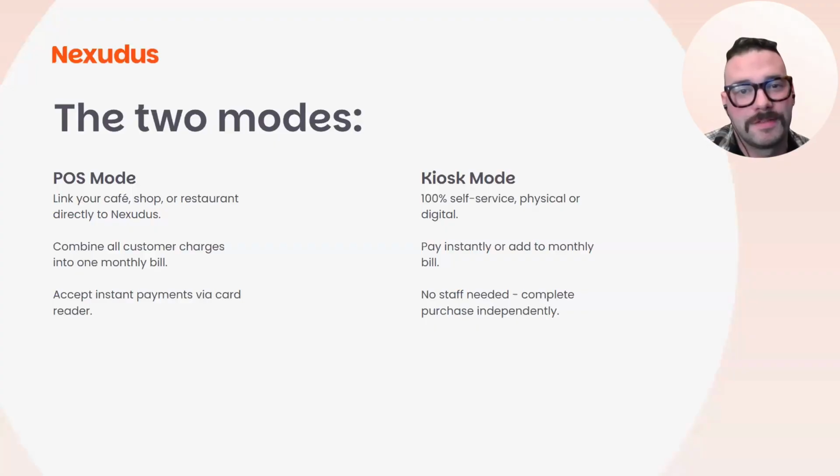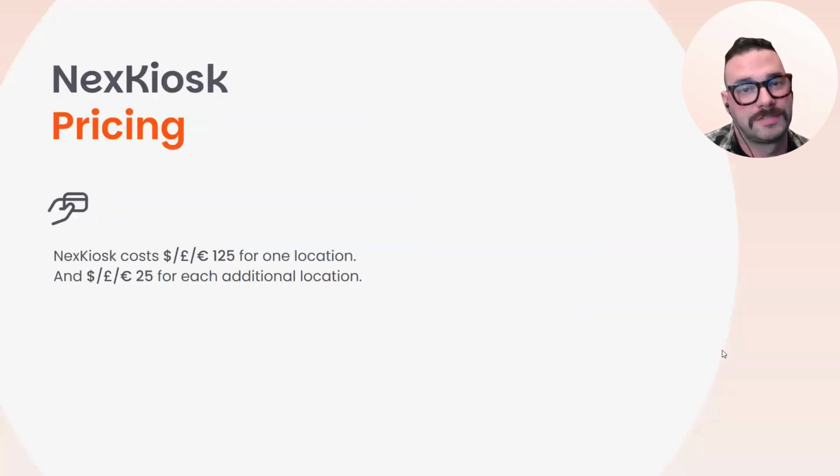Thank you, Maddie. So now that we've walked through the key features and seen NexKiosk in action, let's take a look at how this translates into pricing. It's really simple. NexKiosk is $125, pounds or euro, depending on the currency you pay your subscription in, for one location, and then 25 for each additional location. So that would be 150 for two, 175 for three, etc.